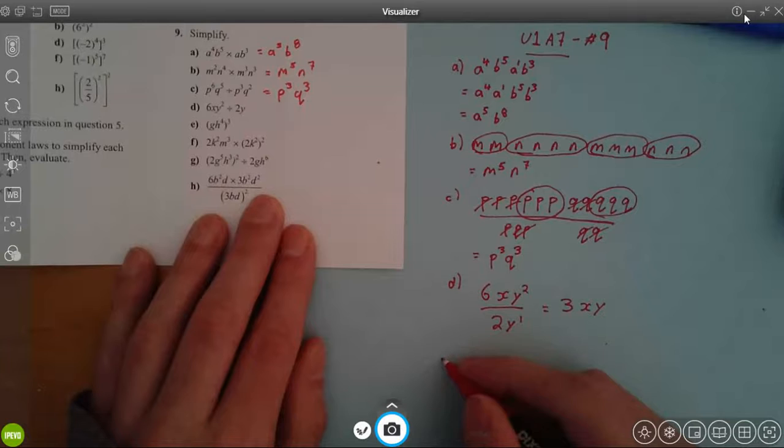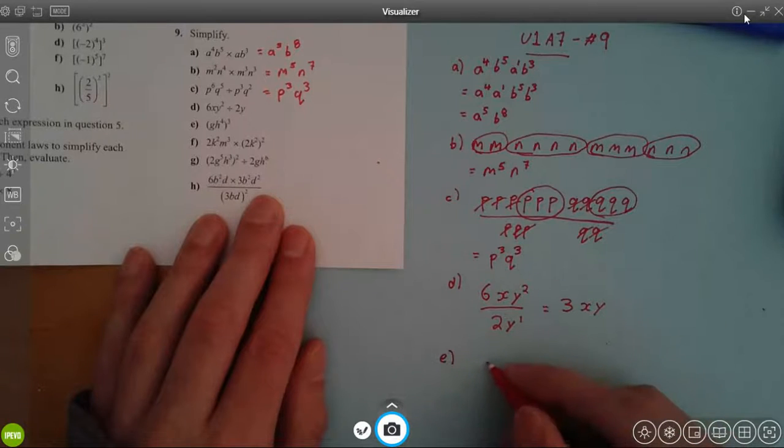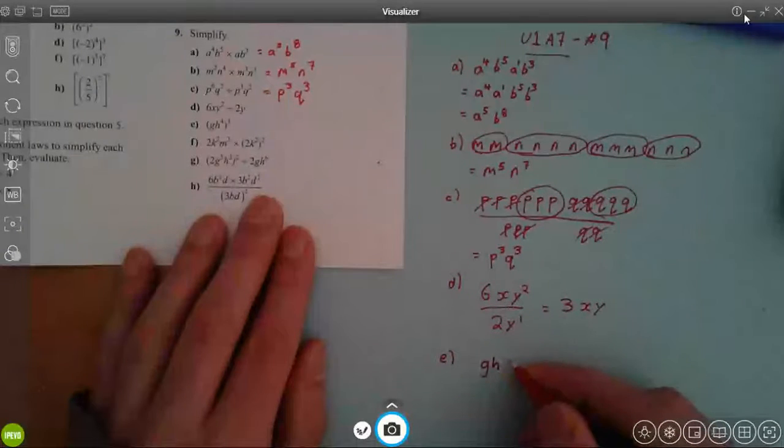Let's keep going. E is power to a power. So I have gh to the power of 4, cubed.